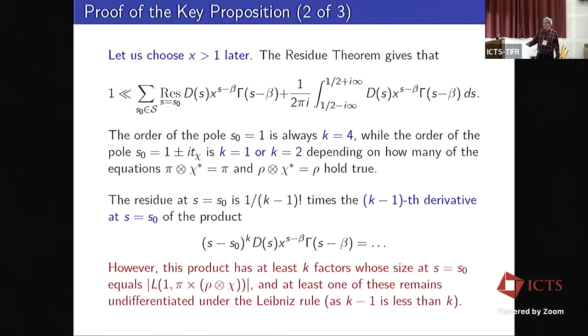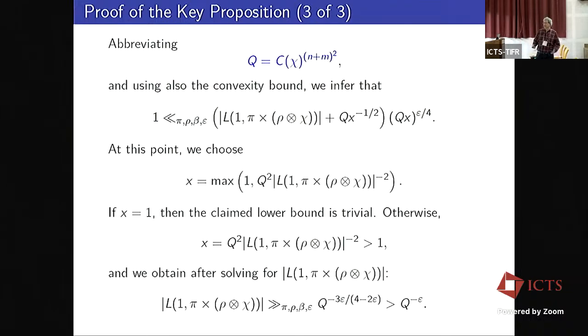So if you differentiate ds k minus 1 times a la the Leibniz rule, because there are k factors whose size is that one, one of these k factors survives the differentiation process. So this residue can always be upper bounded in terms of the twisted L value at 1. And then a standard argument just gives what we wanted to prove, the lower bound in terms of the analytic conductor raised to the minus epsilon of our L value.